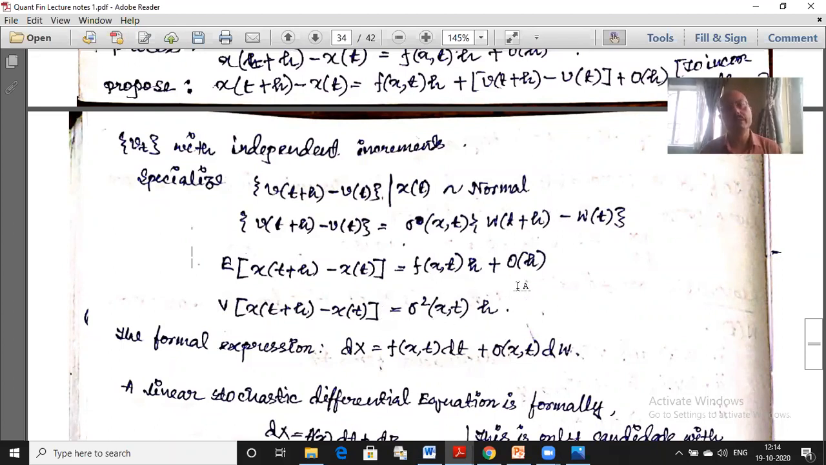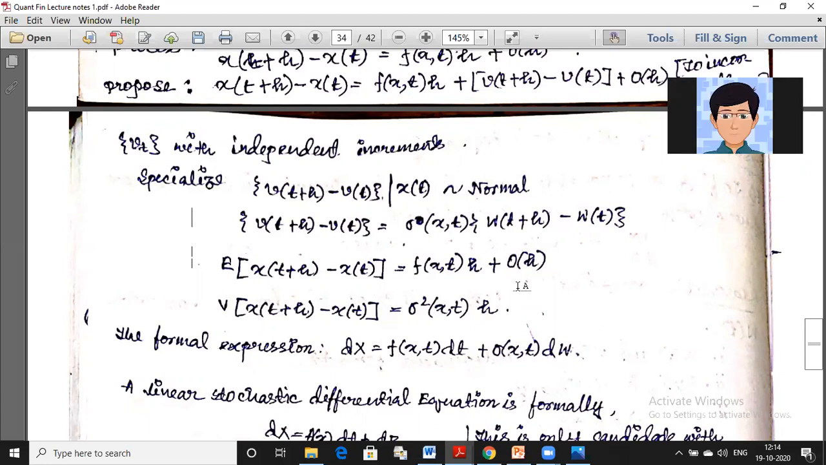Why are these two important? Because after all, I'm talking about a normal distribution, and for a normal distribution, if I know these two moments, I know everything. Clear? Is this okay? Is this representation clear to you?